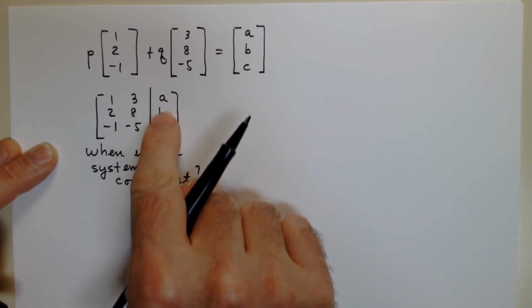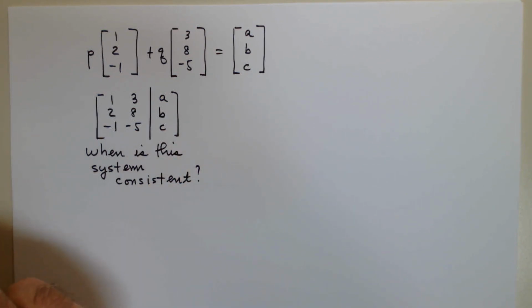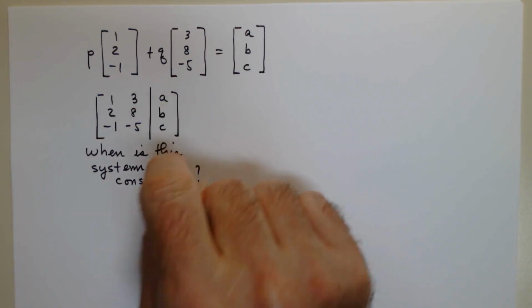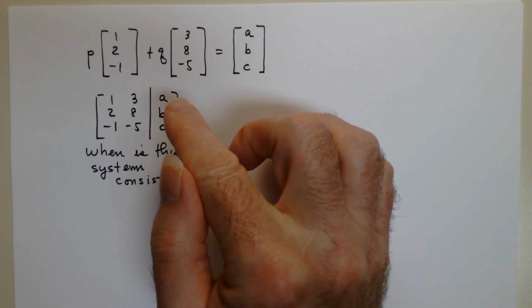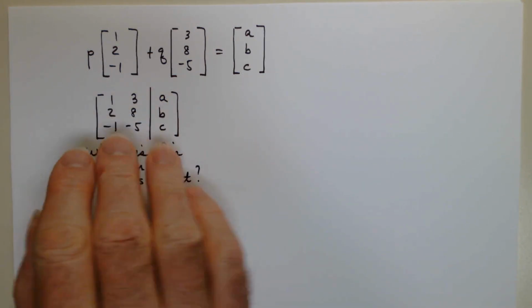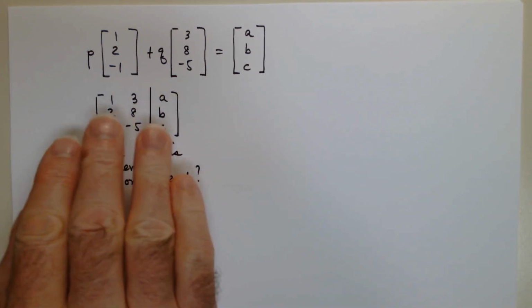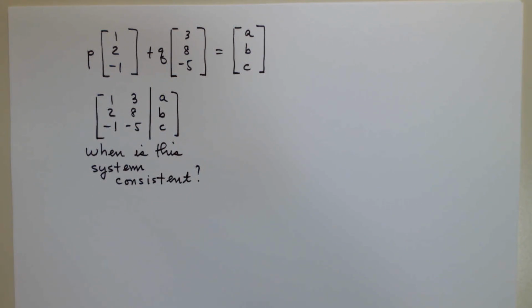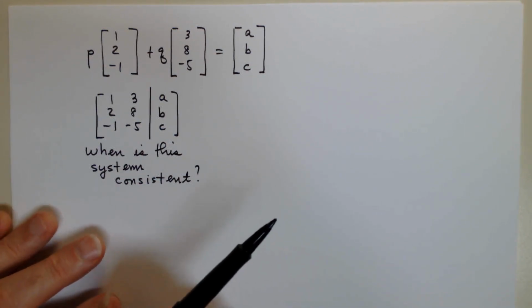Right? Now we're going to find that this is going to force some conditions on A, B, and C. They can't just be anything. For certain choices of A, B, and C, this system will be consistent, and for other choices of A, B, and C, this system will be inconsistent. Our task before us is to dig out the conditions on A, B, and C that will always produce a consistent system. Now, how do we do that?